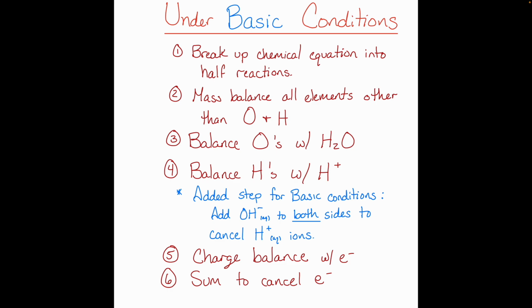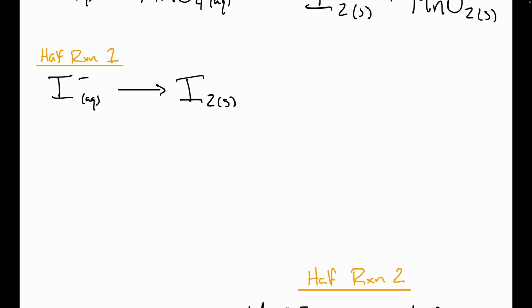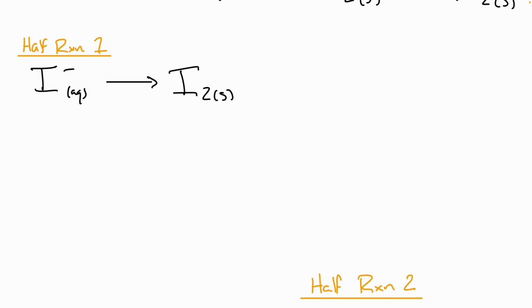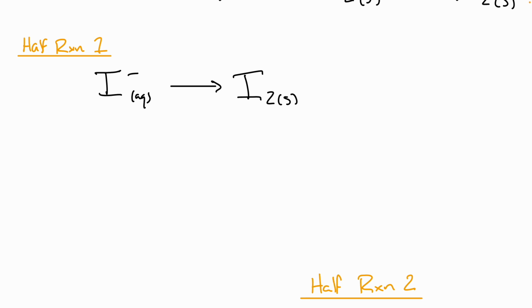Let's do this. So we broke it up into these two half reactions, right? Check, check. Cool. So the next step is to balance anything that isn't oxygen or hydrogen. Do I have anything that isn't oxygen or hydrogen in this equation here? Yes, my iodines. Are they balanced? No, I do not have the same number of iodides on both sides. I have 2 over here and only 1 over here. So I need to put a coefficient of 2 on my reactant side.